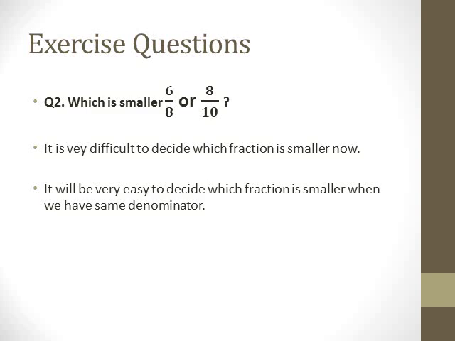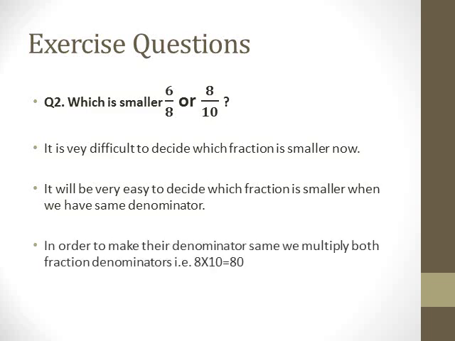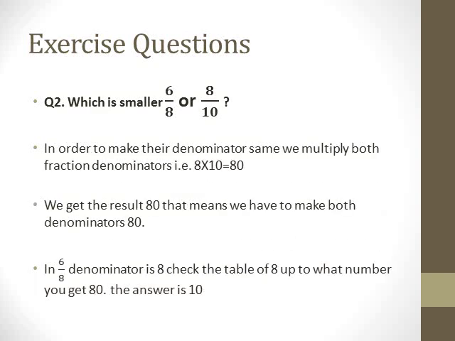Yes, there are two fractions, 6 over 8 and 8 over 10. So you multiply their denominators. The first one's denominator is 8, the second one's denominator is 10. If you multiply 8 by 10, you will get 80. So 80 is the answer. If you get the result 80, that means you have to make both denominators 80. You have to use a fraction property in order to make both denominators 80.